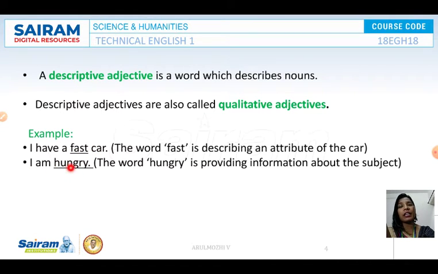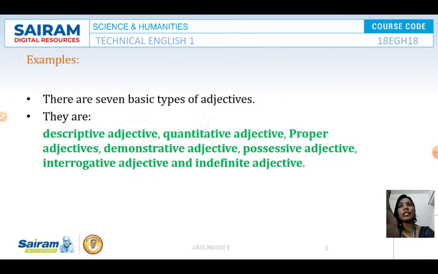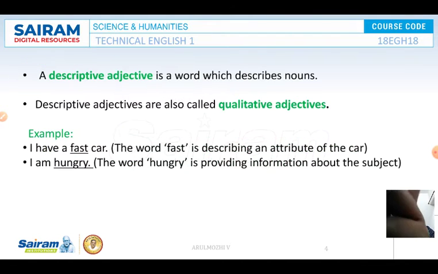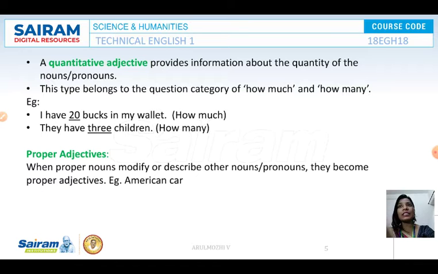I am hungry. Hungry is a feeling. When it describes the noun or pronoun here, I, it becomes descriptive adjective because it describes the feeling of I. So it becomes a descriptive adjective. Now let's move on to the next one, that is quantitative adjective.